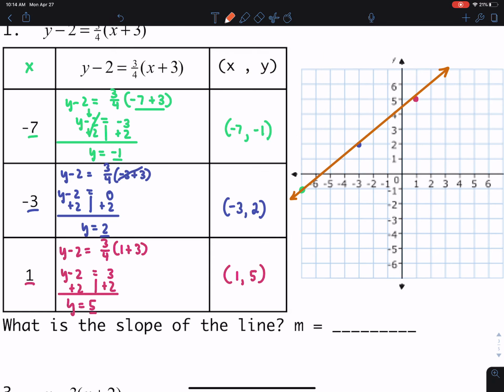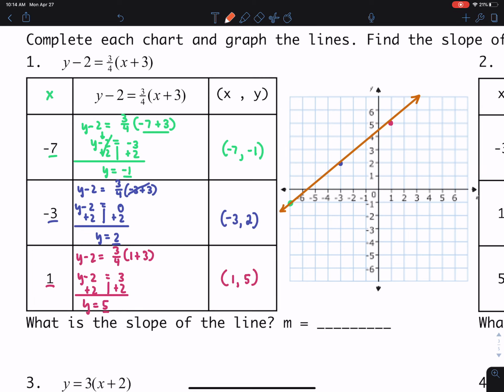And then the question also says, what is the slope of this line? So we can take any 2 points and find the slope. So we're going up 3 units. And then we're going to the right, which is also positive, 4 units. So the slope of this line is going to be 3/4. And you can get that from our point slope form equation as well. So a slope of 3/4, and then you can see that on the graph.